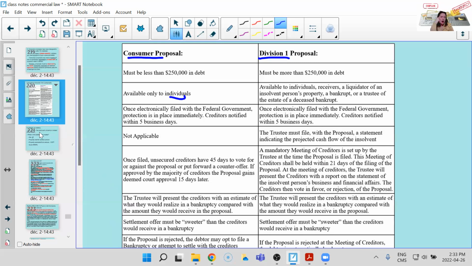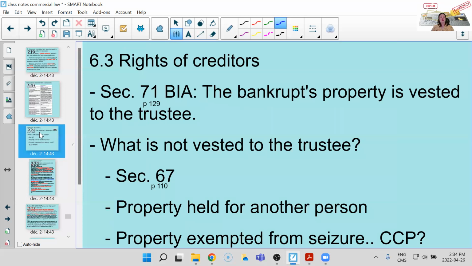I often get the question: let's say the consumer proposal or the Division 1 proposal doesn't work, and a person must file bankruptcy. Let's look at the rights of the creditors, because there's probably some misconception. In part 1, I presented you with section 71: the bankrupt's property is vested to the trustee. But there is a misconception that everything goes to the trustee. It doesn't.